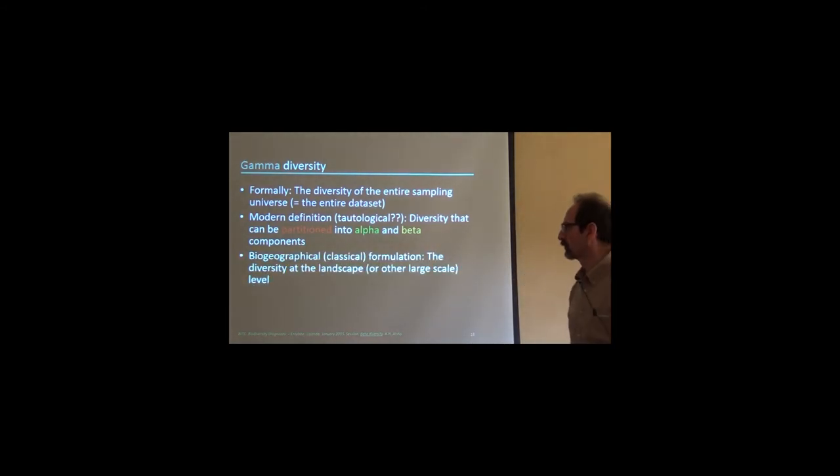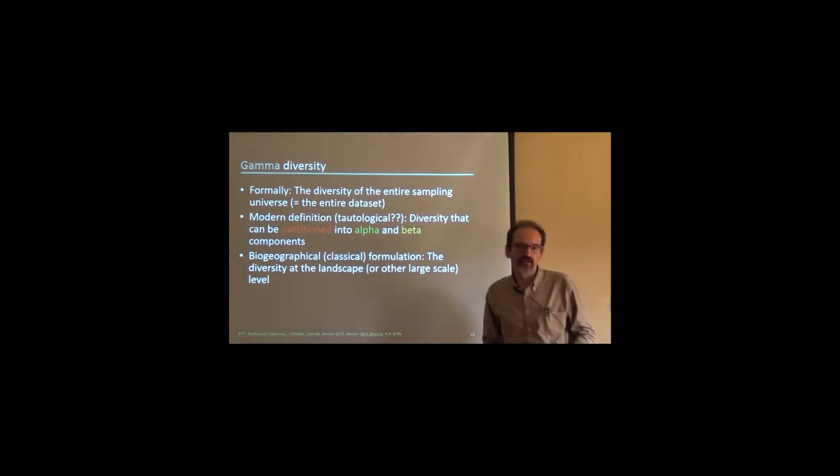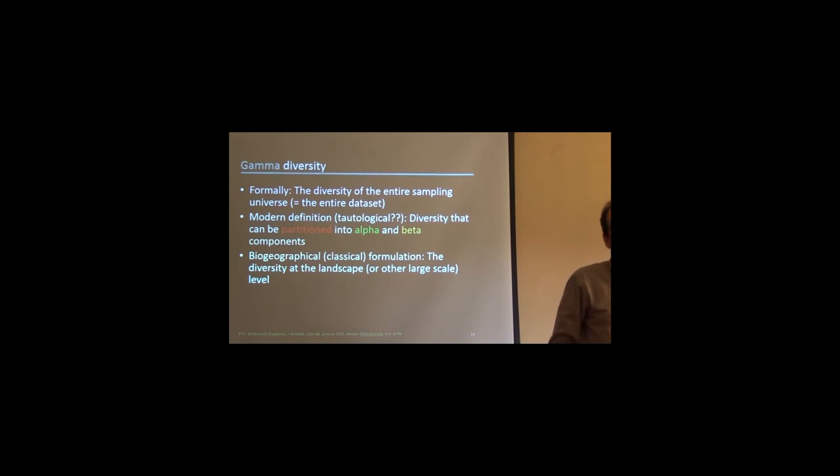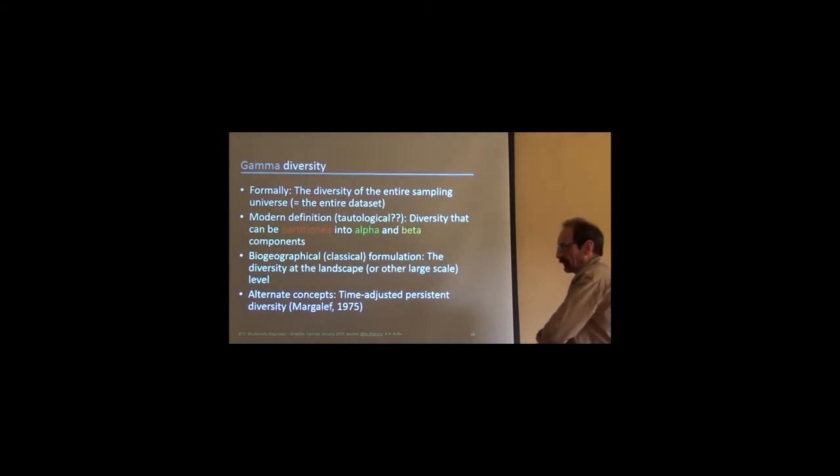So there's a biogeographical or classical formulation, which is the original one: the diversity at the landscape or other large scale level. As you see, there are several ways to look at gamma diversity, and ecologists tend to have their favorites. But there are also alternate concepts, much less used. It's very likely that you are not familiar with this concept.